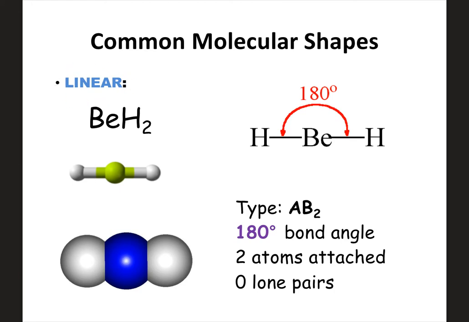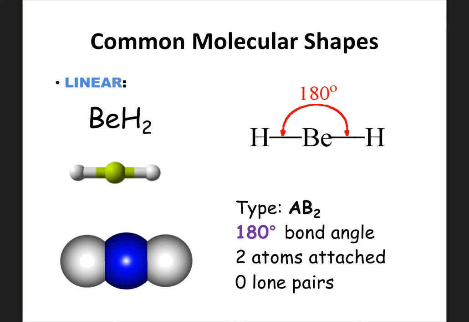Linear means basically it's in a line. We say here that it's of type AB2. You don't have to remember that. That's just saying that when you see a formula of a compound, if it has one of the first element and two of the second element, like BeH2, it's probably going to have a linear shape. The bond angle between the different atoms here is going to be 180, so half a circle if you look up here.